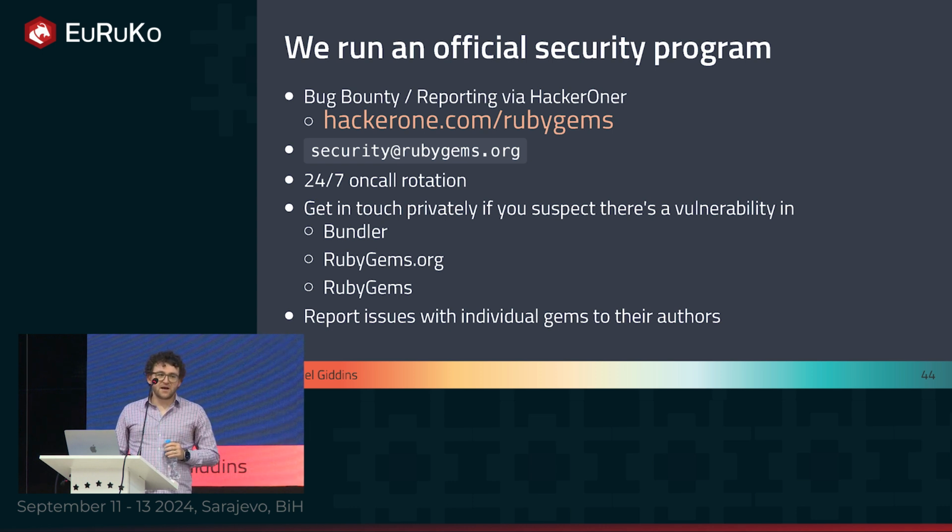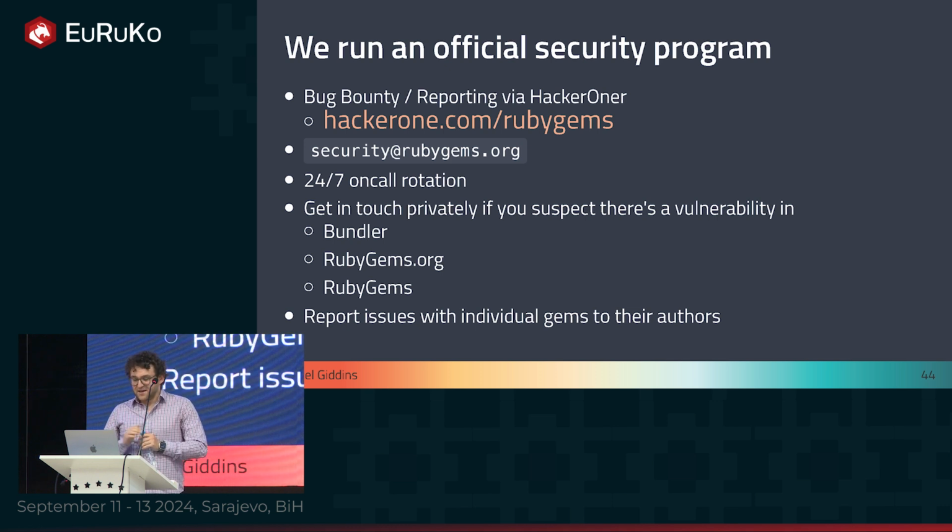As I mentioned, HackerOne, hackerone.com/RubyGems. If you find a vulnerability, report it to us there, please, not in public. We also have a private security email that goes to our entire security team, backed by a 24/7 on-call rotation. And again, please get in touch privately if you suspect there's a vulnerability in bundler, rubygems.org, or RubyGems. Give us a chance to fix it. And if you find issues with individual gems, don't report those to us. Report them to the gem's author. You'd be surprised.